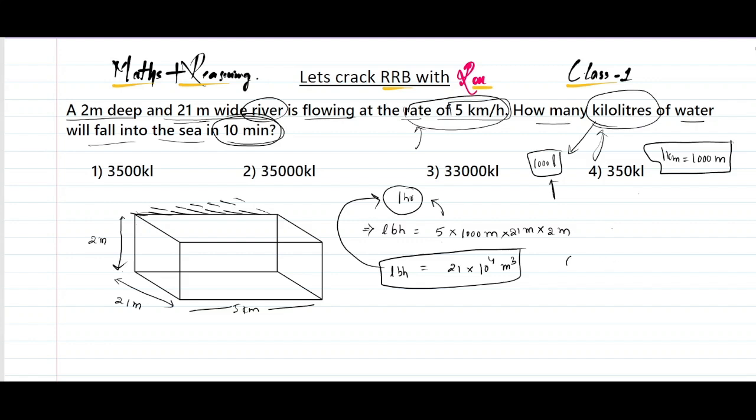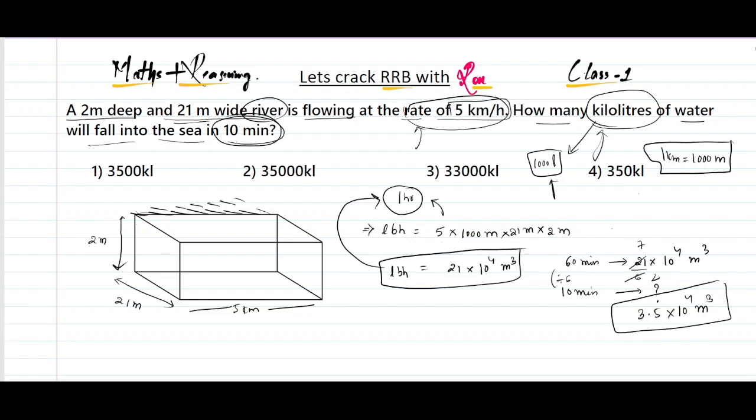See here, in 60 minutes the volume is 21 multiplied with 10 to the power of 4 meter cube. So I need to find how much in 10 minutes. Simply, how will 60 become 10? Divided by 6, right? So if I divide by 6 here, 3 2s, 3 7s, so 3.5 multiplied with 10 to the power of 4 meter cube.